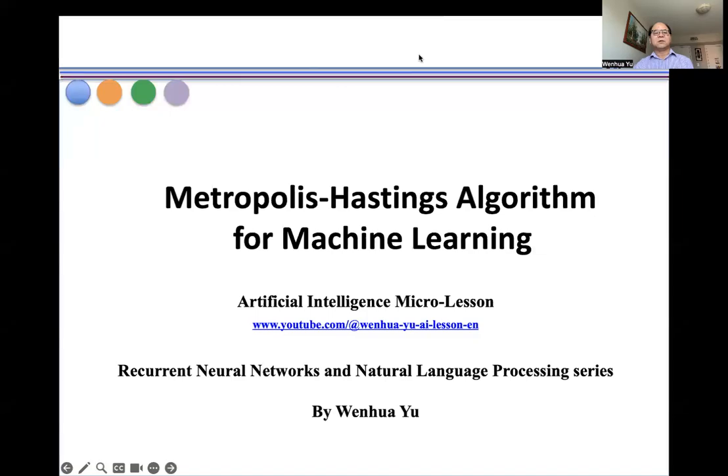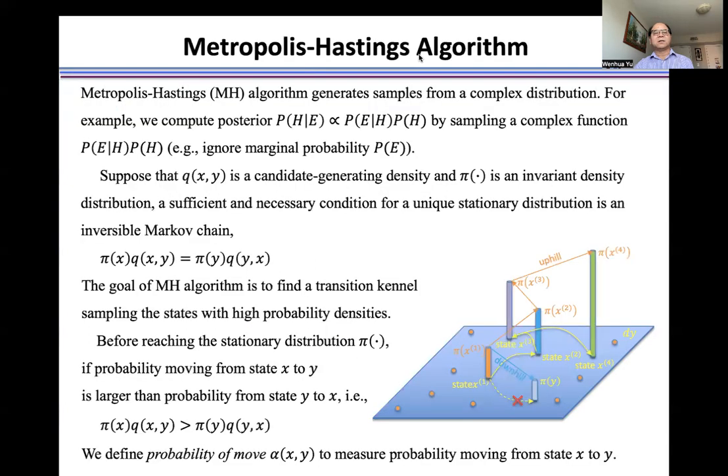In this video, I introduce a Metropolis-Hastings algorithm for machine learning. The Metropolis-Hastings algorithm generates samples from a complex distribution. For example, we compute posterior P by sampling a complex function that includes likelihood and prior.